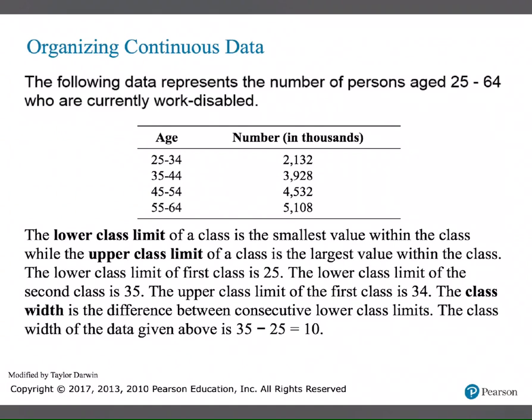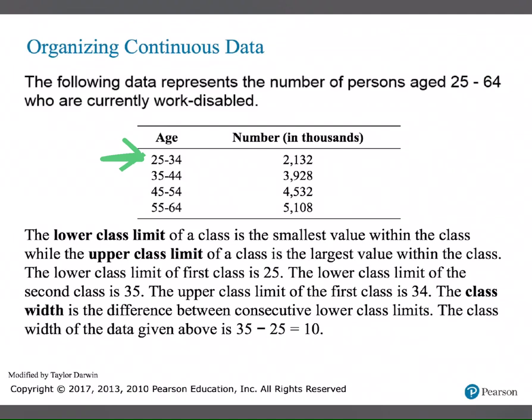This says organizing continuous data. Let me tell you what we're looking at first. The following data represents the number of persons aged 25 to 64 who are currently work disabled. There's a lot of information here. We're talking about thousands of people, and whenever we have something like that, we want to try to group them. So there's a group, 25 to 34, and in that there were 2,132,000 people that are disabled between that age limit.